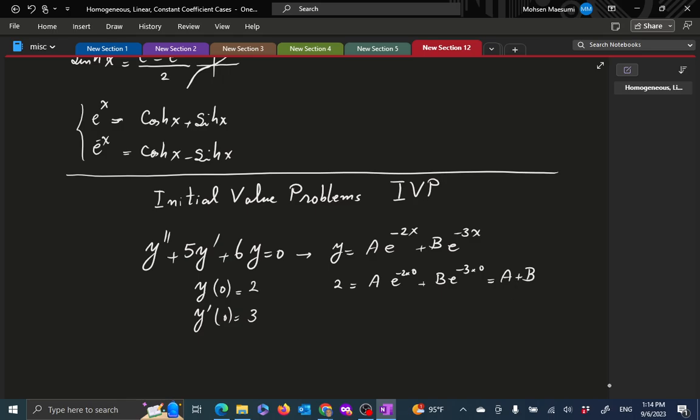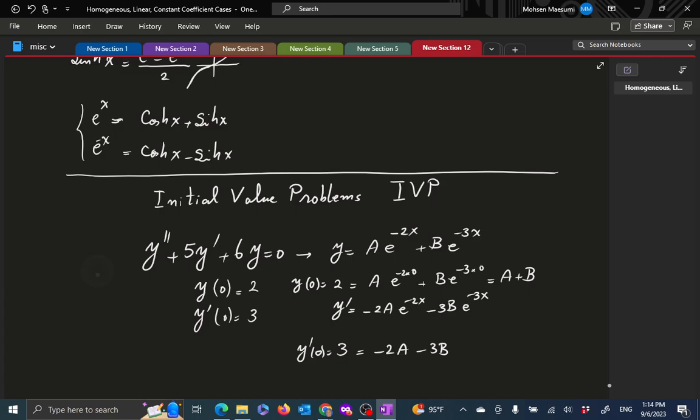How about y prime? So I need to write y prime. I apply the chain rule to differentiate: minus 2 exponential of minus 2x, minus 3b exponential of minus 3x. So y prime of 0, that was 3. This was y of 0. This is y prime of 0. That simplifies to minus 2a minus 3b.